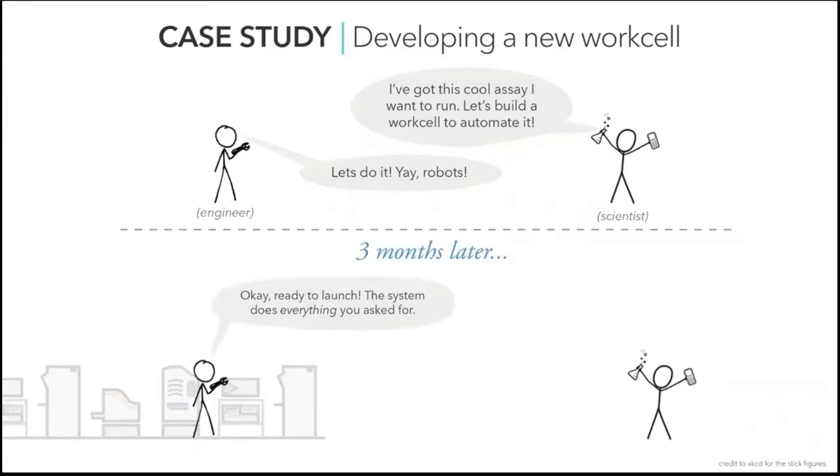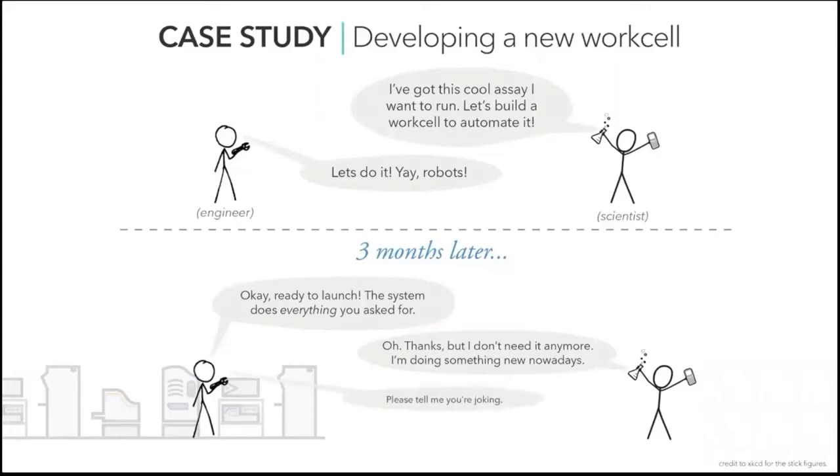Unfortunately, the timescale for hardware development can be a bit slow at times. And so 3 months later, our handy engineer emerges from their cave and says, "Okay, ready to launch, we've built it. This system does everything that you've asked for." And because R&D and assay development moves at a faster pace, the scientist basically says, "Oh, well, thanks, but I asked for these things 3 months ago. I don't really need them anymore. I'm doing something new nowadays."